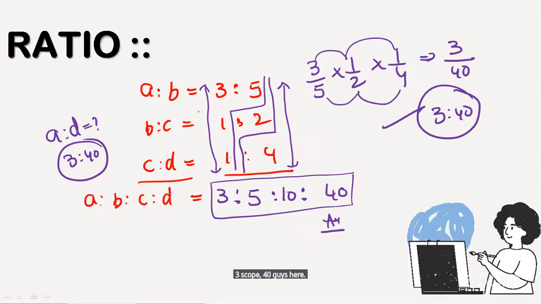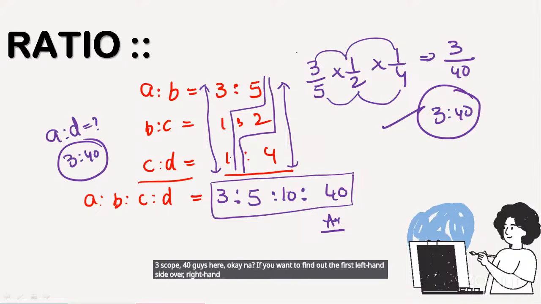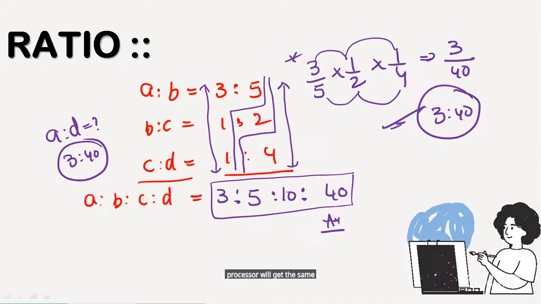If you want to find out the first left hand side or right hand side number or use this compound ratio for procedure, you will get the same answer, guys. You can solve it in any way. There are no logic rules here that it must be solved only like this.